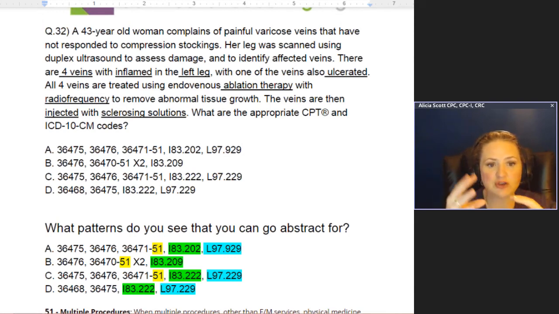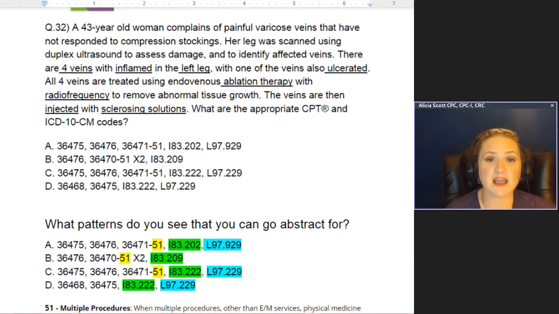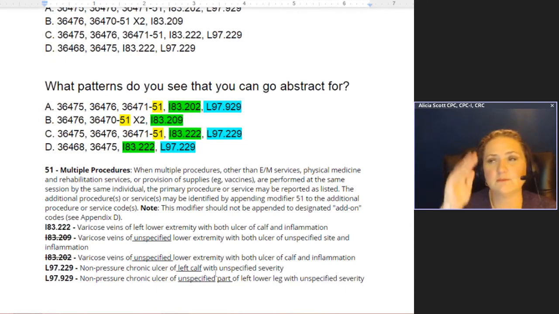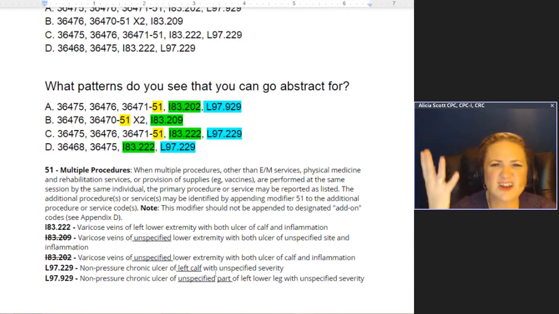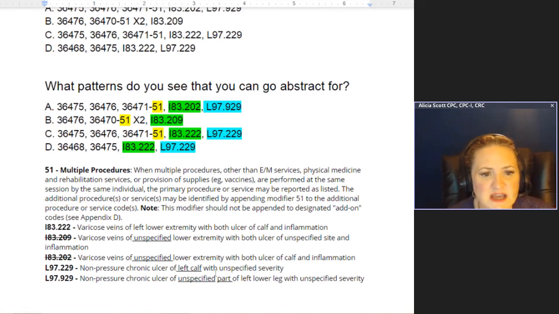Okay, so see how I haven't even looked at the CPT codes yet. So let's look real quick at what these are. I get my manual and I look real quick. Okay, 51, multiple procedures. Well, I don't really understand varicose veins, so I'm not really sure if it was multiple procedures. That confuses me. So, okay, put that off to the side.